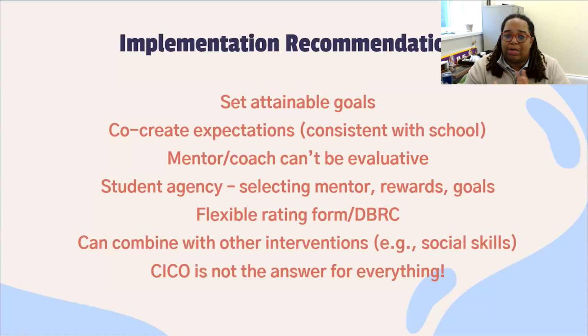Again, the unconditional positive regard piece, that mentor, that coach really should not have an evaluative role. They should not be the person giving the points, right? In most situations, it should be separate people where the mentor is that unconditional positive regard type person. Again, can the student select who's the adult or the peer who they want to work with? Can the student select what the rewards are, what the goals are, right? And allow them again to have that agency.